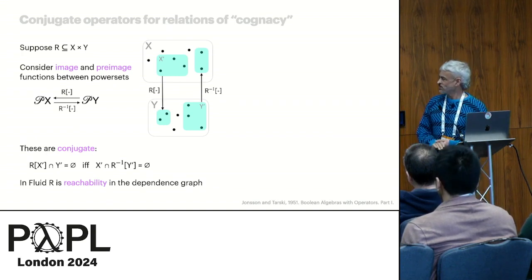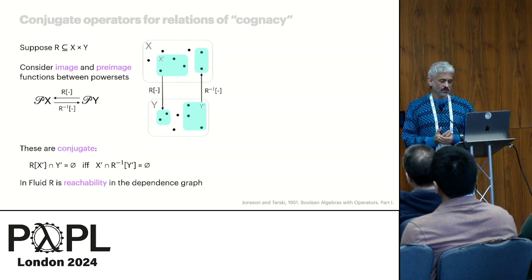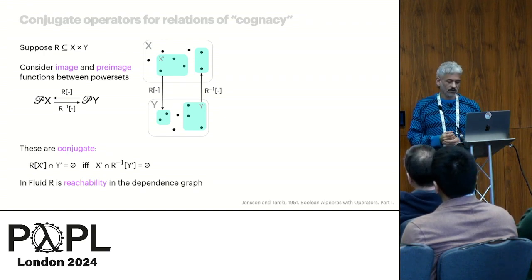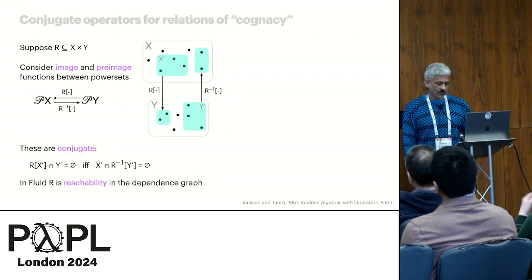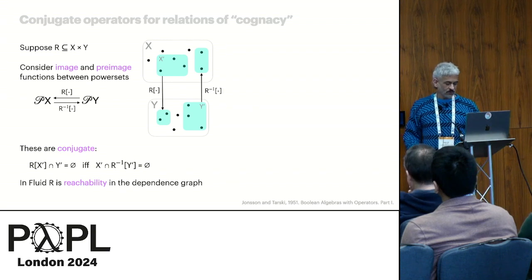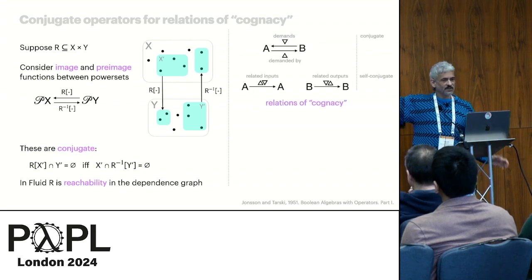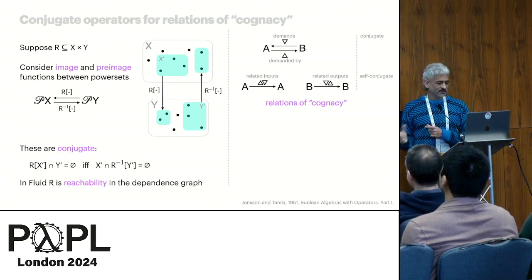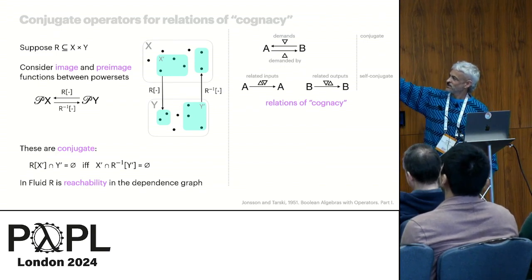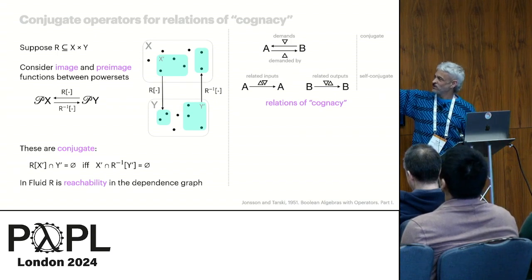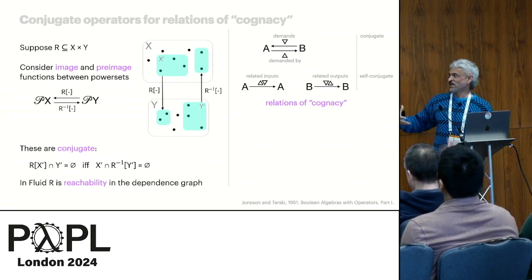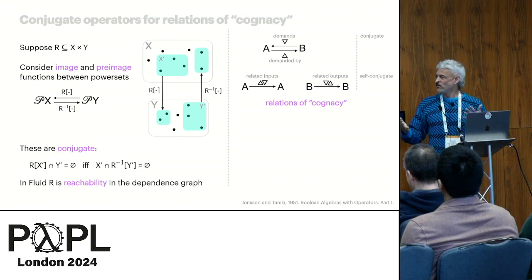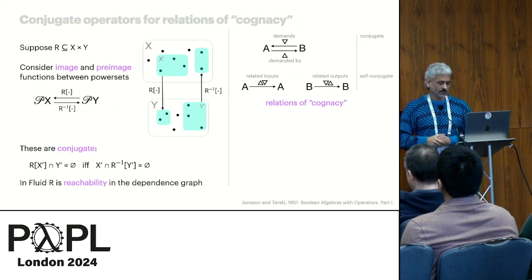And conjugates are related to adjoints. F and G are conjugate whenever F and the dual of G are adjoint. So for us, R is just going to be reachability in this dependency graph that I mentioned for a program. And we denote these two functions with these up and down triangle operators. Then we can compose these two things together to compute related inputs. So this essentially composes these image functions for R and its inverse, which gives you the image function for the endo relation you get by composing R with its converse.